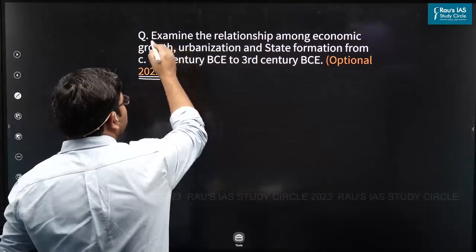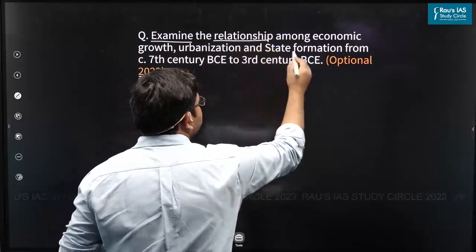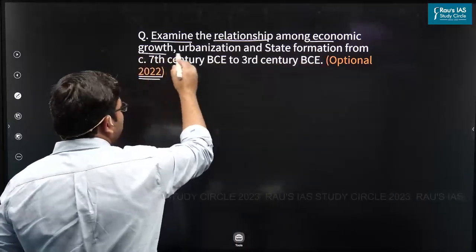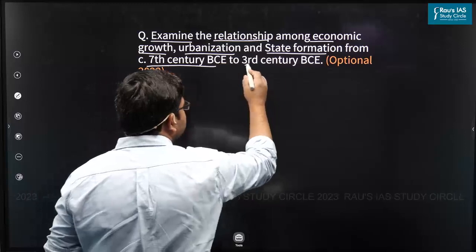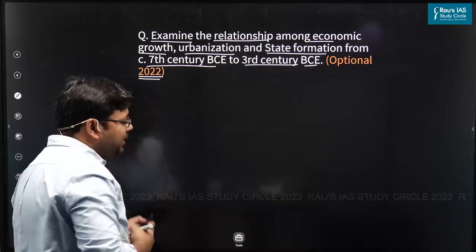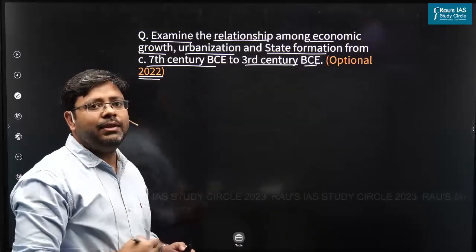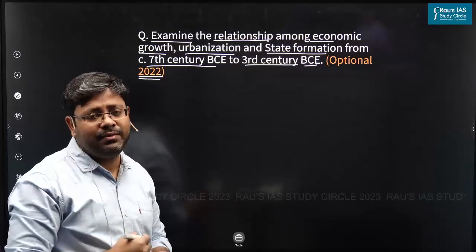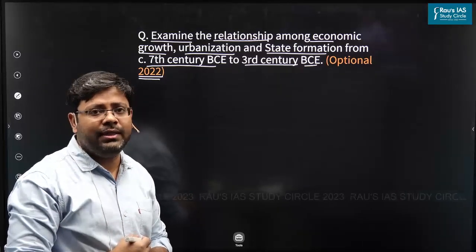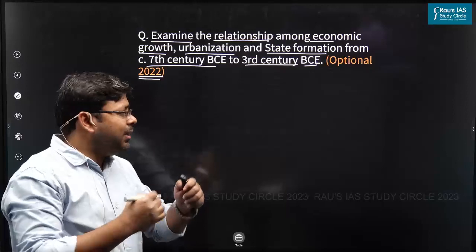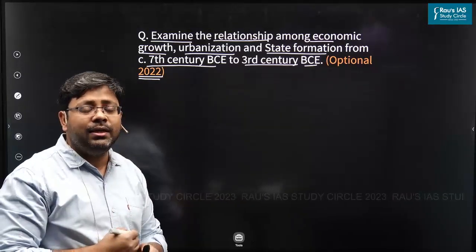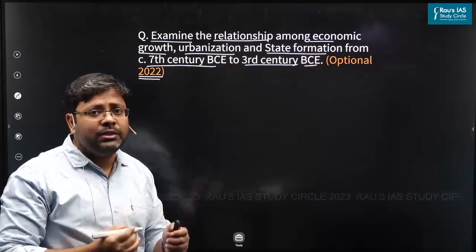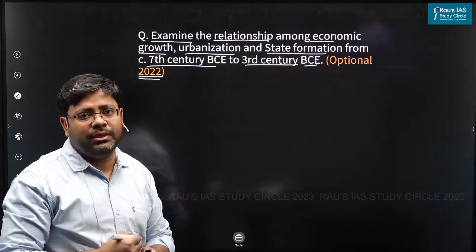The question says: examine the relationship among the economic growth, urbanization, and state formation from 7th century BC to 3rd century BC. Basically, this was the time when there was rise of the big Mahajanapadas and the powerful states. Now, let's try to approach this question very conceptually. And here I'm quoting R.S. Sharma. The book is very simple but very conceptual.